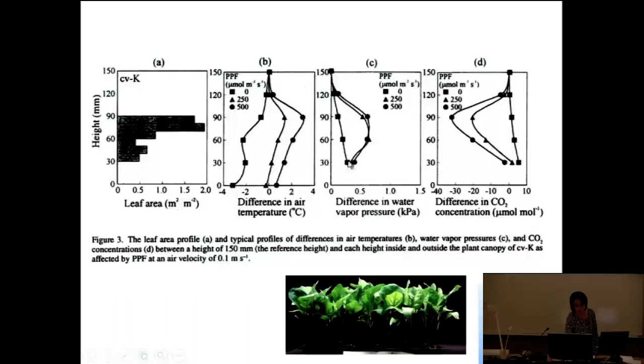And then at the 30 millimeter height, which is the last leaf height, you have 0.2 or 0.3 kilopascal difference of water vapor. That means 0.2 or 0.3 kilopascal greater water vapor concentration than the reference point. And what is causing that? At night, why is it sort of increasing, higher and higher, close to the surface of the soil or substrate?